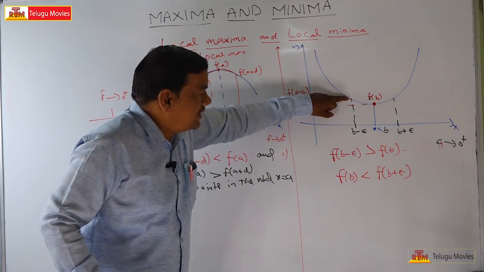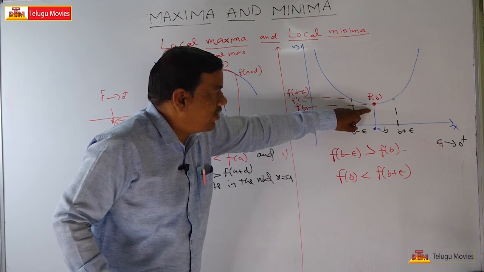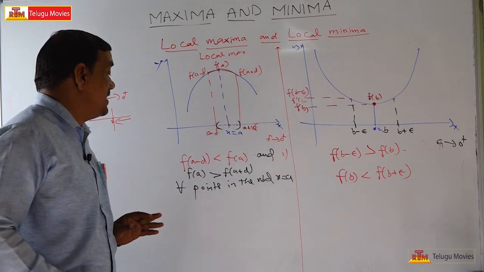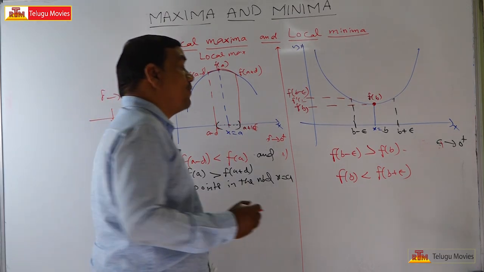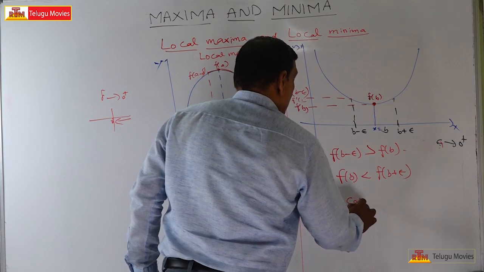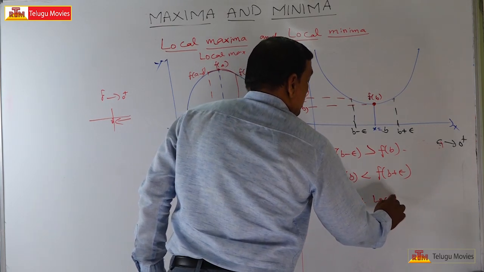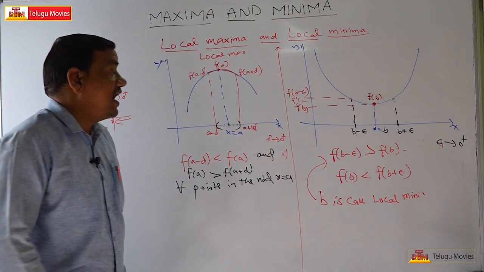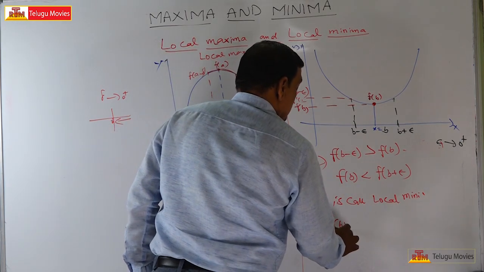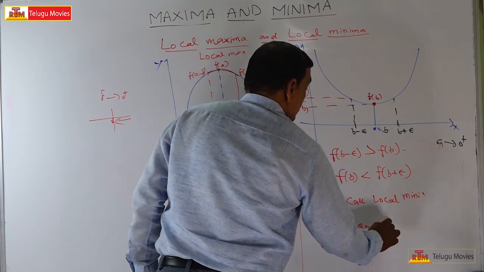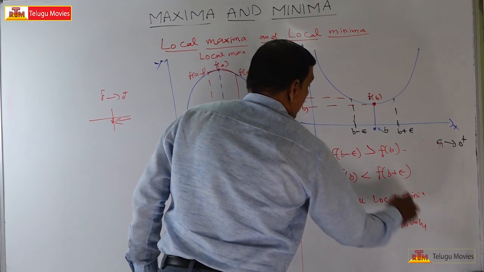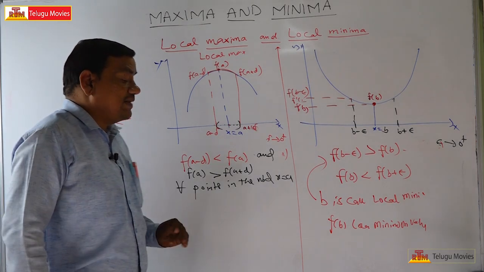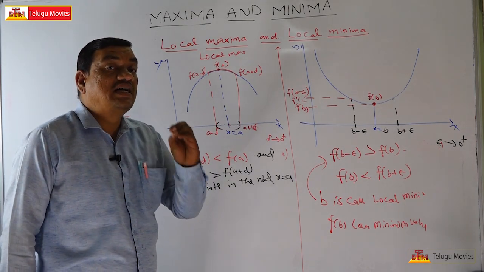f of b minus epsilon should be greater than f of b, and f of b should be less than f of b plus epsilon for all points. Then b is called a local minima if these two conditions are satisfied, and f of b is called the local minimum value. Understand this concept. These concepts will be useful for solving a certain number of problems.